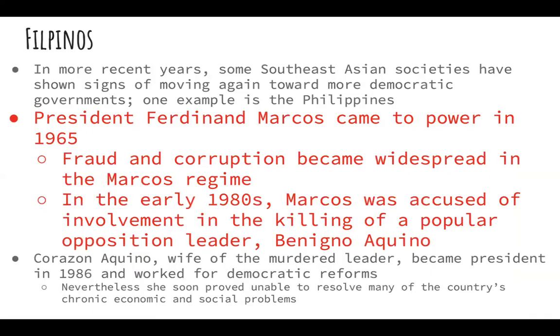All right, Filipinos. So in most recent years, Southeast Asian societies have shown signs of moving again towards a democratic movement. One of those is in the Philippines. President Ferdinand Marcos came to power in 1965. However, fraud and corruption became widespread in the Marcos regime. In the early 1980s, Marcos was accused of involvement in the killing of a popular leader, Benigno Aquino. His wife, Corazon Aquino, became president in 1986, right after him, and worked for democratic reforms. Nevertheless, she soon proved to be unable to solve many of the country's chronic economic and social problems.